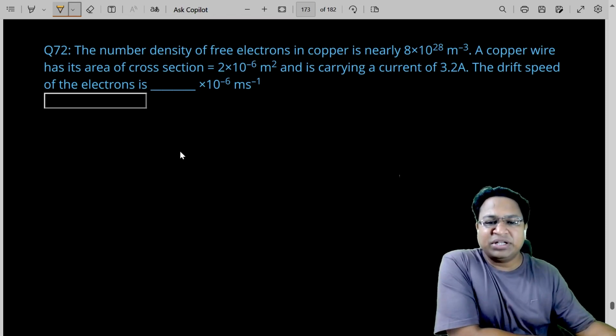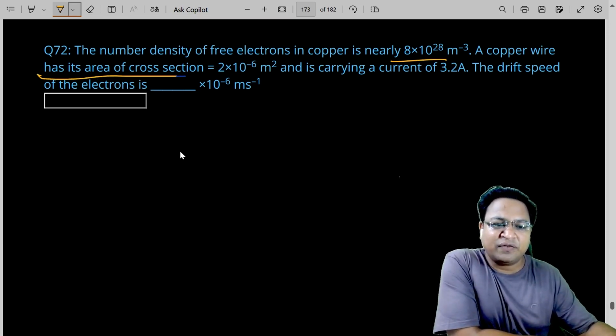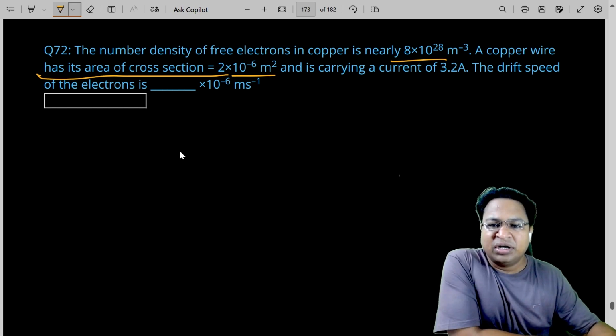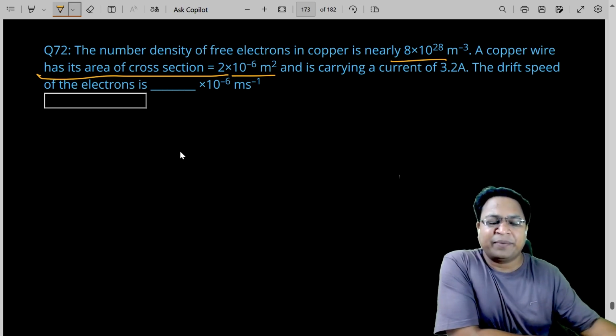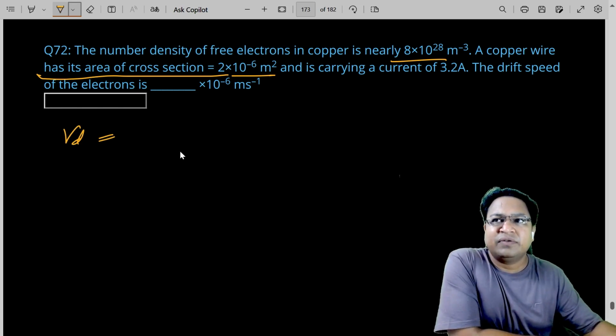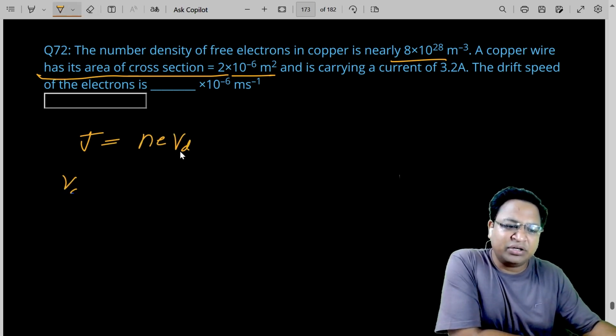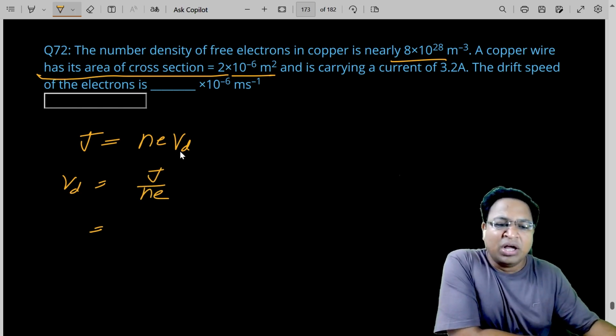This says the number density of free electrons in copper is nearly this much. A copper wire has its area of cross section this much and carrying a current. Okay, the drift speed. So the drift speed is given by, we can use this formula. The formula that I recall is J equals nevd. So from here, the drift speed can be calculated as J by ne. Here, J is the current density. So current is given to us.